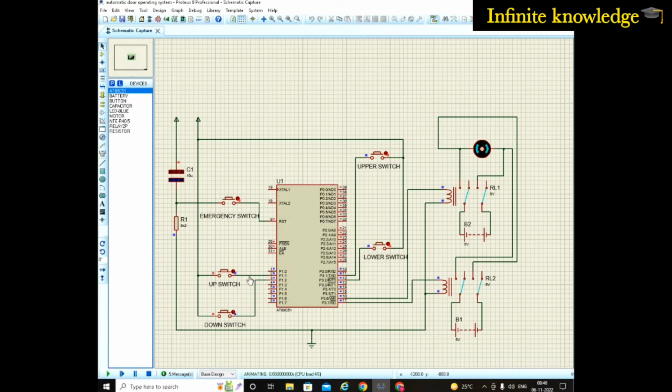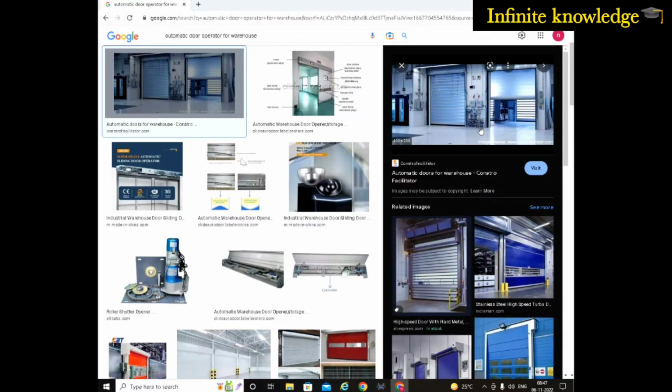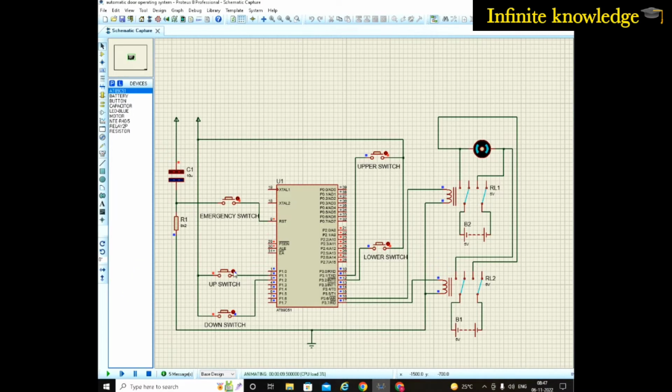So I am starting the simulation. The motor that is rotating is a DC motor. Actually I have used a DC motor, and the concept is simple: these are the relays and this battery. When you press the upper limit switch, the door will go to the upper side. As I press this switch, your motor is rotating in the anti-clockwise direction, and it rotates until your upper switch senses the uppermost position.